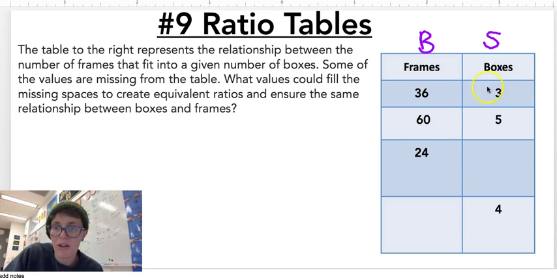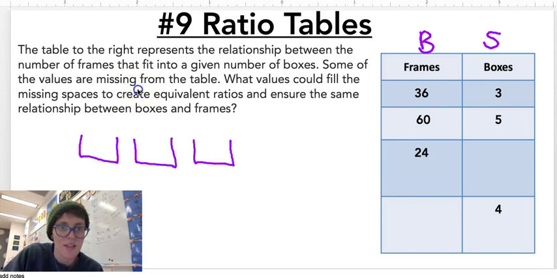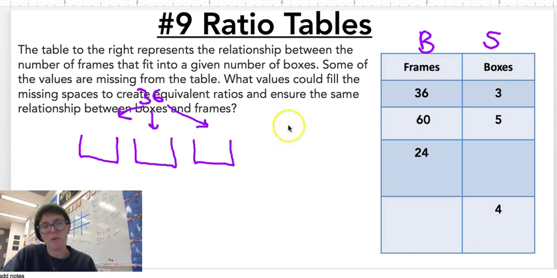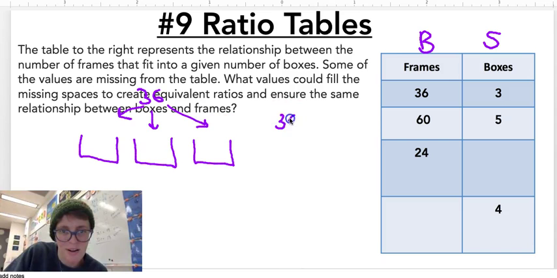I also want us to think, well, in 3 boxes, there would be 36 frames. So if I make 1 box, 2 box, 3 box, there would be 36 in total in those 3 boxes. So what I want to do is take 36 and divide it by 3 because I'm literally saying I'm splitting those evenly. When I do 36 divided by 3, that is going to make 12 in each because I know my multiples of 12. 12, 12, 12.